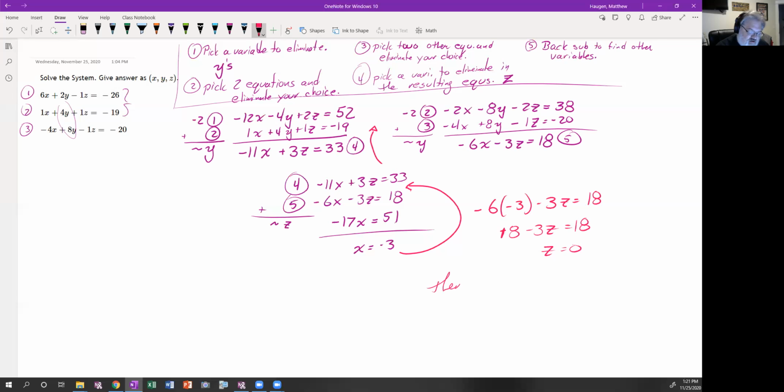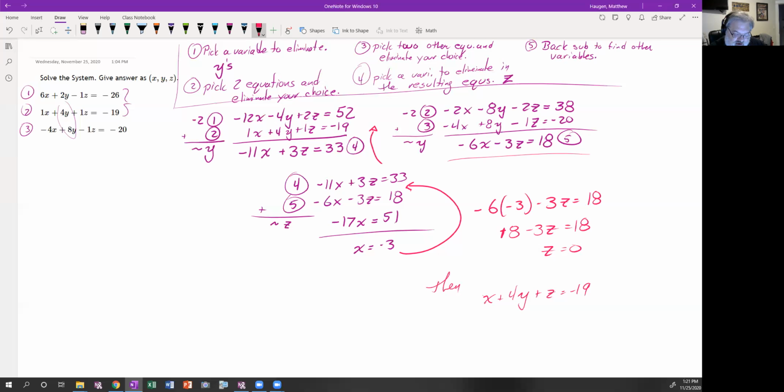Then again, I just picked this one at random because it was right there and it didn't have any 11 in it. Who likes 11s, right? And then put it back into either 1, 2, or 3. Doesn't matter which. I'm going to pick the one that's got smaller numbers in it. So how about the x plus 4y plus z equals -19?